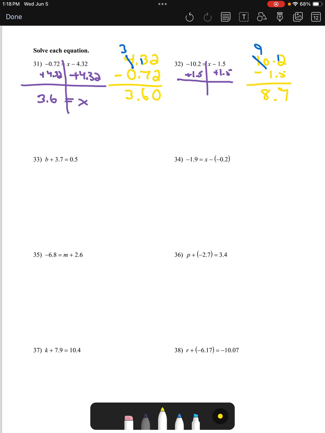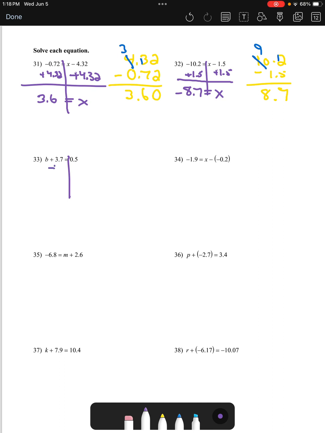12 minus 5 now is 7. 9 minus 1 is 8. Decimal point straight down. So again, numerically, I know I have an 8.7. The question is, is it a positive or a negative 8.7? Here it's negative. The bigger number, the 10.2, is negative.